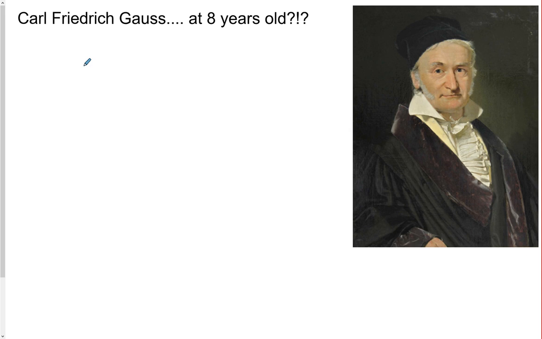The teacher was thinking this was going to take him a while. He's going to get out his paper and sit there, and this is going to at least buy a couple minutes apiece. And boom, moments later, young 8-year-old Carl had the answer to the numbers from 1 to 100 added up.